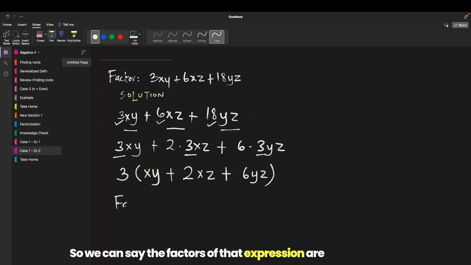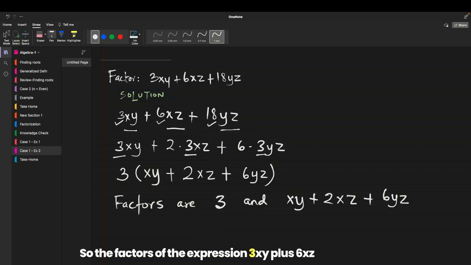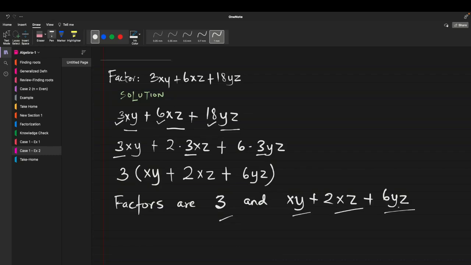So we can say the factors of that expression are 3 and xy plus 2xz plus 6yz. So the factors of the expression 3xy plus 6xz plus 18yz are 3 and xy plus 2xz plus 6yz.